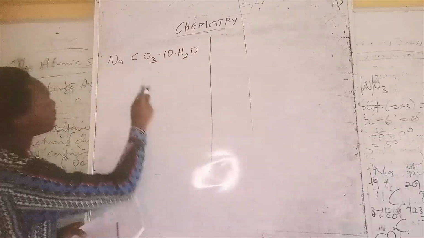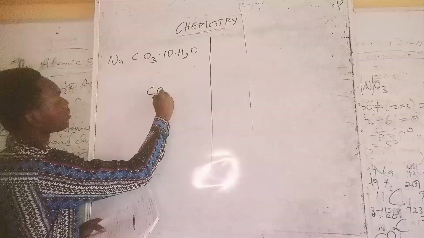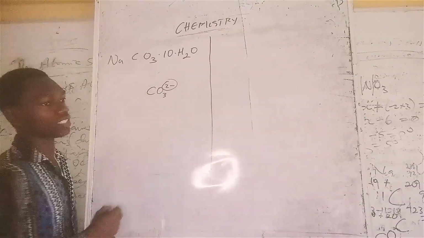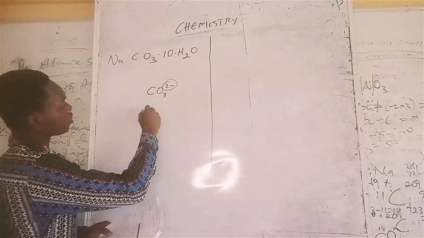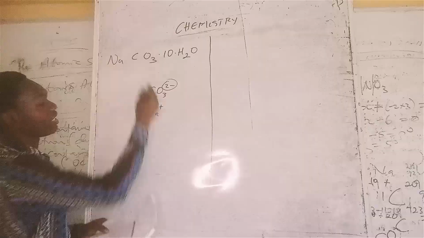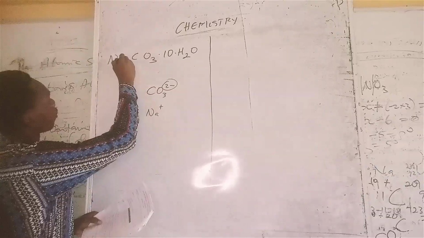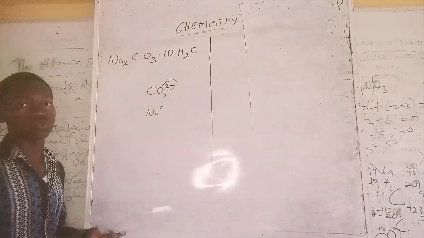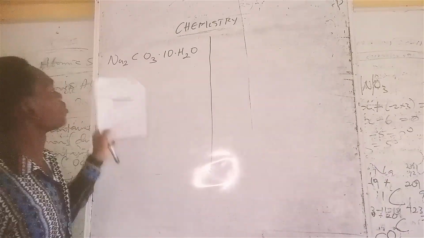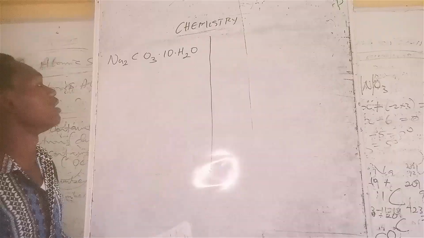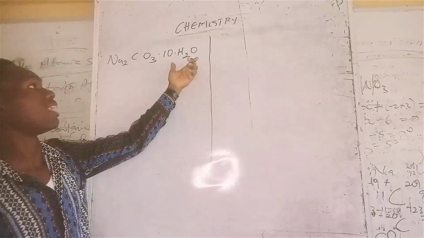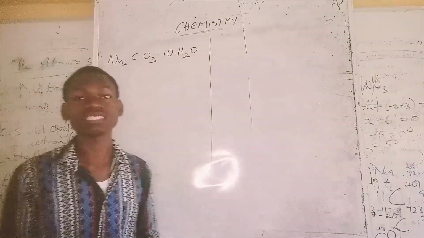Now, we also know that CO3 2- has a valency or oxidation number of 2, and sodium has an oxidation number of 1. So when you cross multiply them, or use the scissors method of writing them, you find that sodium will have 2 at this point. So this is the formula for sodium trioxocarbonate 4 decahydrate. Deca means 10 and hydrate means water.